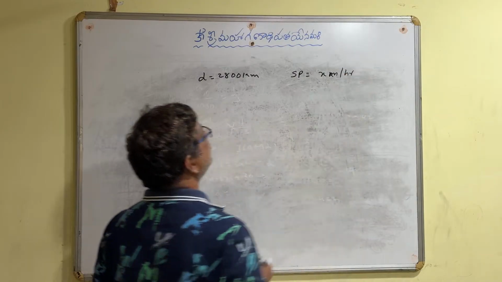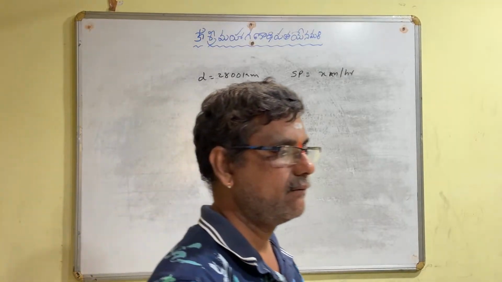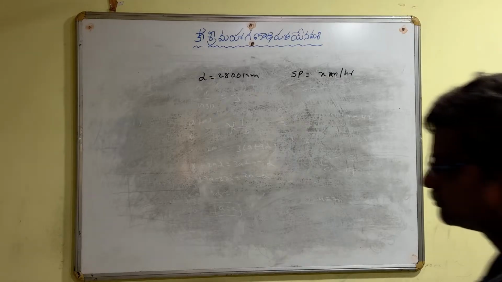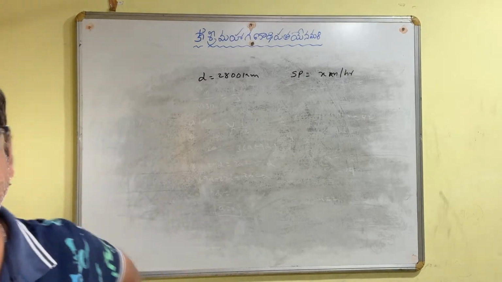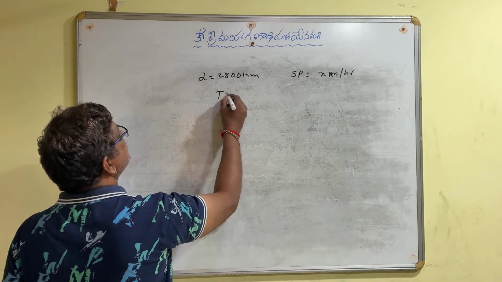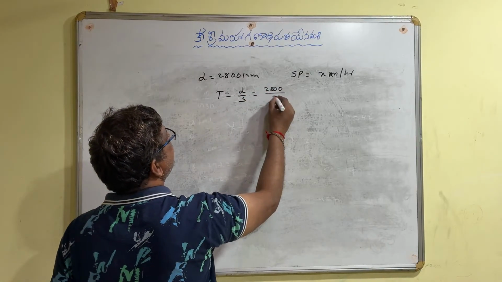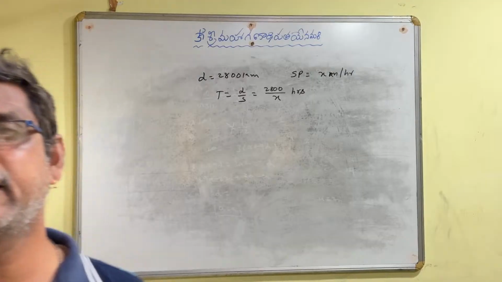X kilometers per hour. So can anyone tell me, to travel the distance of 2800 kilometers with a speed of x kilometers per hour, how much will be the time taken? Anyone? What is the time taken? Very good. Time taken is distance by speed, that is 2800 by x hours.